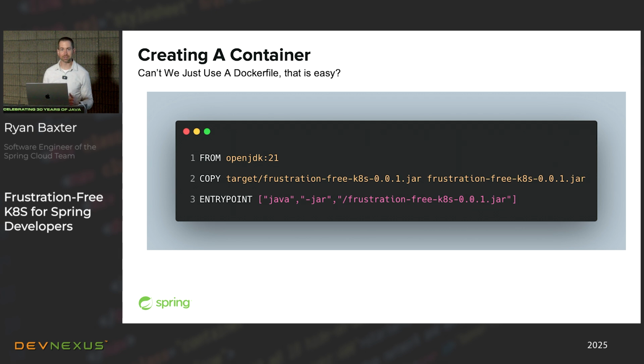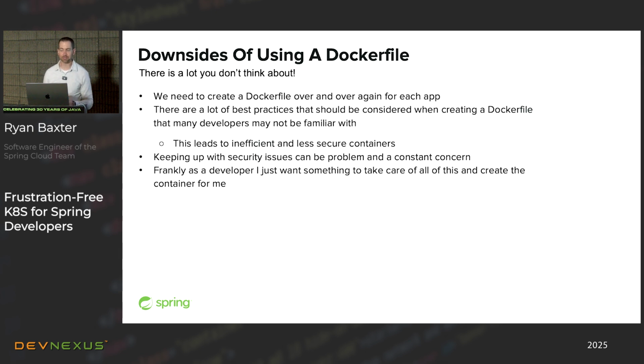But there are some problems with this. It's not as simple as it seems on the surface. So, some of the downsides of using a Dockerfile. The first problem that I find frustrating is that I need to recreate that Dockerfile for every single application I'm going to put in a container, right? And if I have hundreds of applications, I'm creating that Dockerfile over and over again, and I have to maintain those Dockerfiles across all those applications, and that's really just a giant pain in the butt from a maintenance cost.